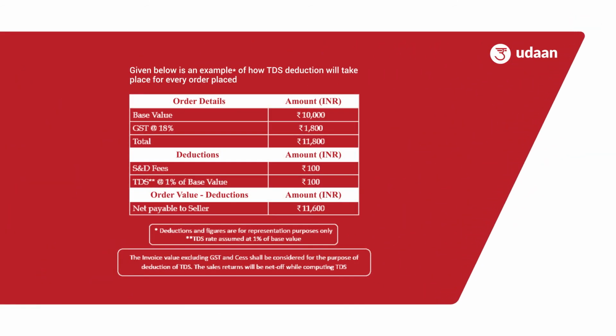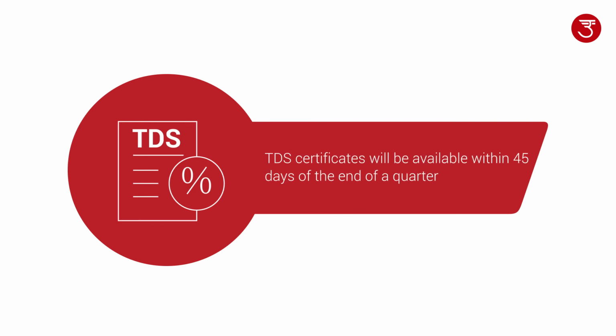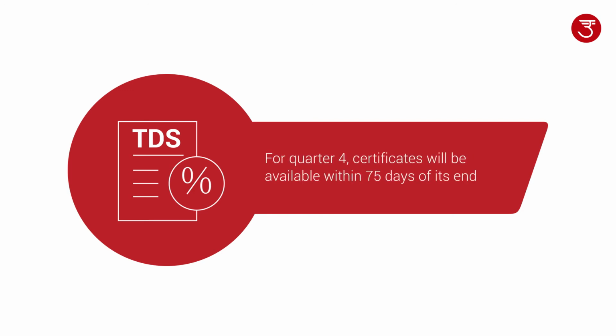Now, here is an example of TDS deduction for an order placed. TDS certificates will be available within 45 days of the end of a quarter. For Quarter 4, certificates will be available within 75 days of its end.